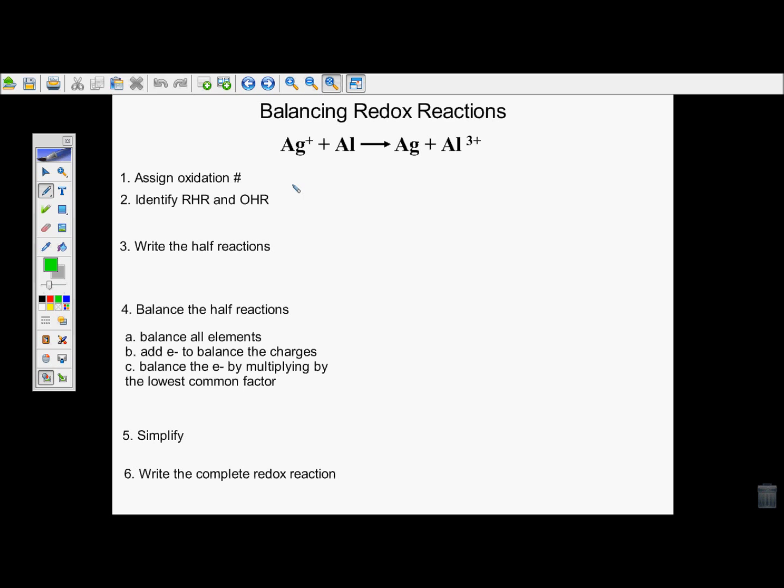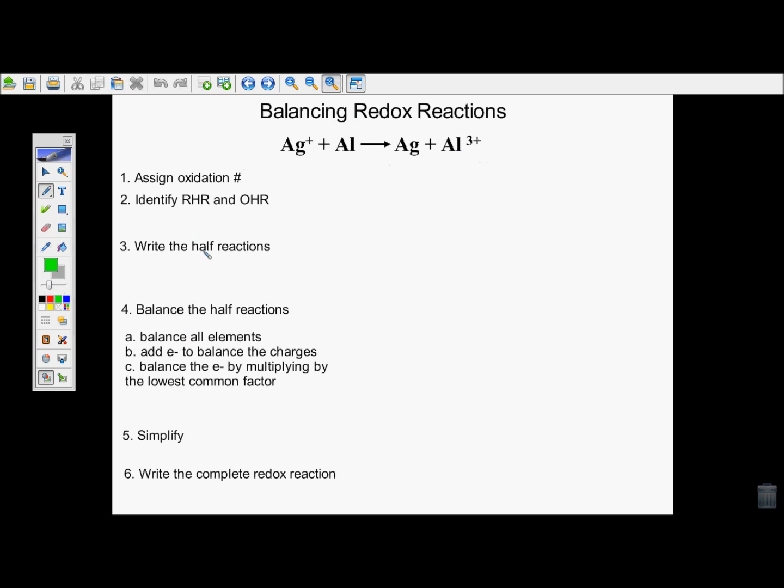So now that you all are experts at assigning oxidation numbers, now we can do something with those numbers that you've assigned. Because as you learned before, oxidation is an increase in oxidation number and reduction is a decrease, or a reduction, in oxidation number. So to balance redox reactions, you have to use these oxidation numbers and the electrons that they represent to balance the reactions.